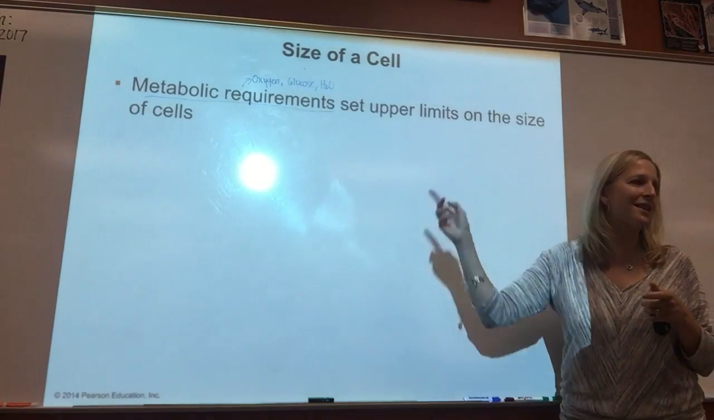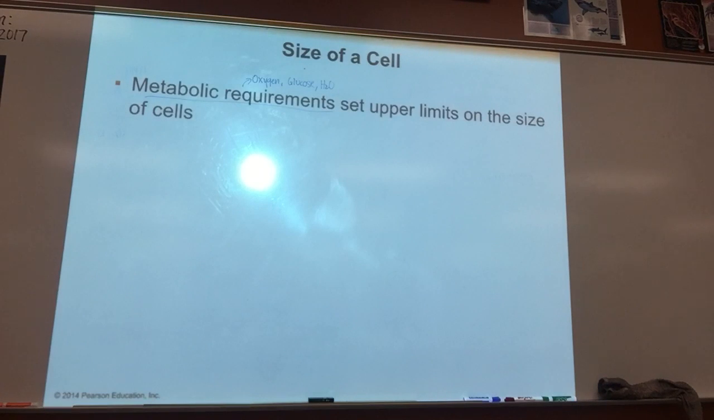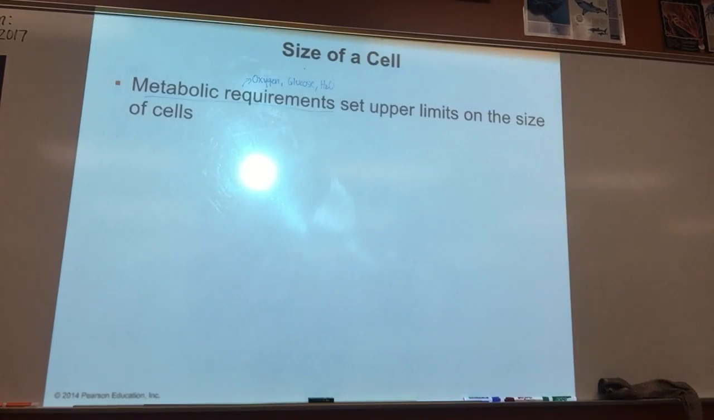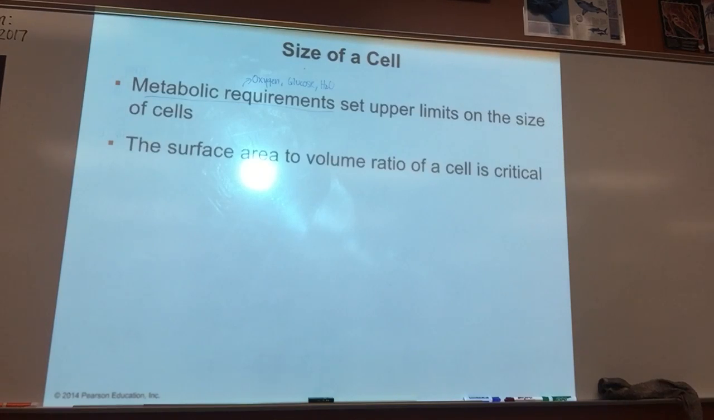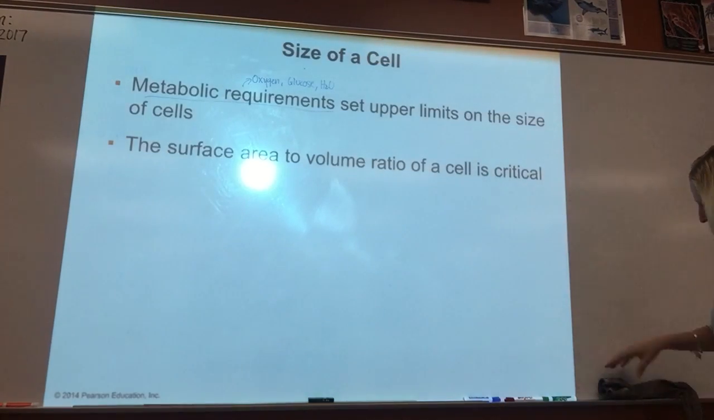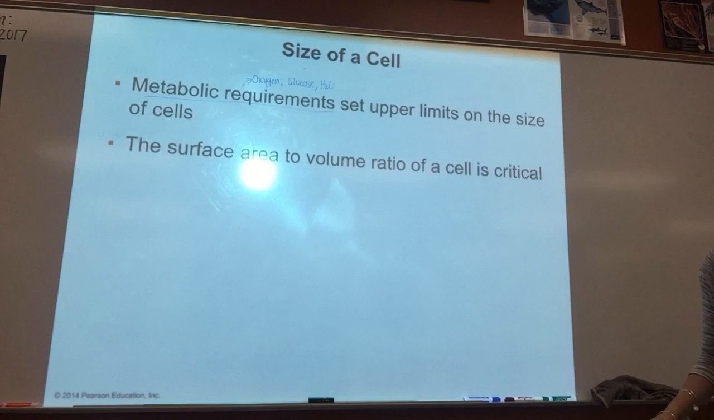So upper limits, this means that we're made of many smaller cells. I want to talk a little bit about why we're not made out of just a few hundred bigger cells. Why are we made up of billions of smaller cells? One reason is for specialization. We talked about the neuron versus the muscle cell and so on. And so we can have specialized cells to do different functions. But another big reason is these metabolic requirements to get things into the cell at an appropriate rate. So the surface area to volume ratio is critical and one of the big reasons why cells are small and not big.